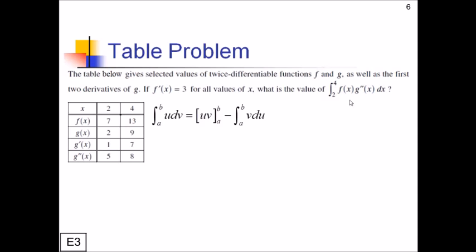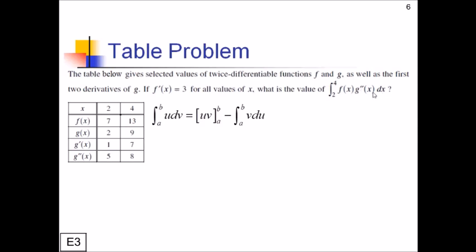Now this is where we don't really know what kind of functions these are, so using LIATE isn't going to be helpful here. We kind of have to know the deeper meaning behind all that, which is that we want our u value to be something that we don't mind differentiating, and we want the dv value to be something that we don't mind integrating. So taking a look at the different options here, let's say that I chose f of x for my u value. Can I take the derivative of f? Well, I kind of can, because they told me that f prime up here is 3, so we know the derivative of f. Let's say that I picked g double prime as my u value instead.